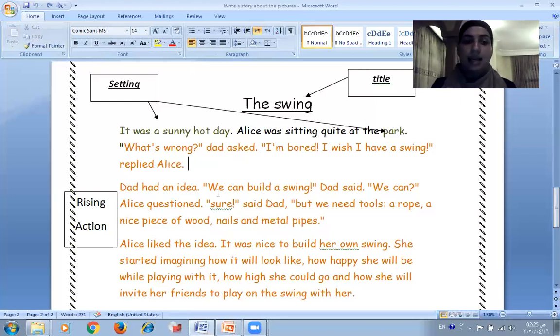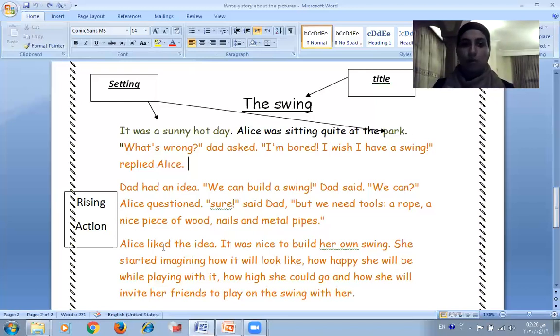Dad had an idea. "We can build a swing," Dad said. "We can?" Alice questioned. "Sure," said Dad, "but we need tools, a rope, a nice piece of wood, nails, and metal pipes." Now, these are what we call rising actions. These are things that happen in the story and will lead to the problem.